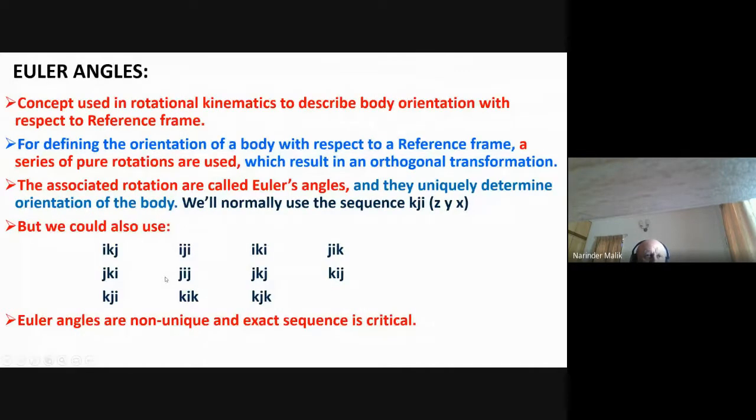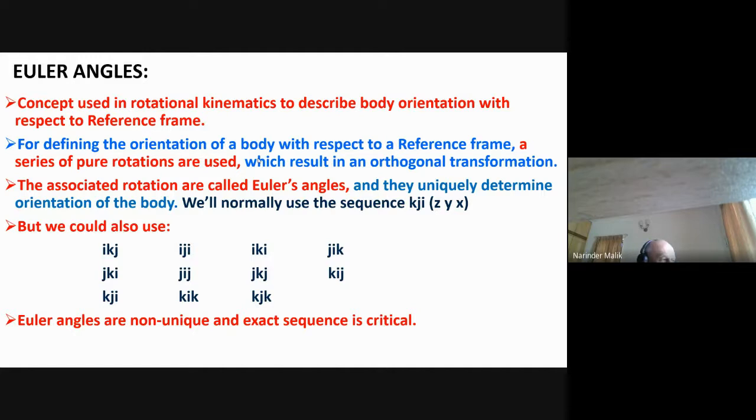Euler angles is a concept used in rotational kinematics to describe orientation with respect to a reference frame. For defining the orientation of a body with respect to a reference frame, a series of pure rotations are used, which result in an orthogonal transformation. These associated rotations are called Euler angles, and they uniquely determine the orientation of the body.